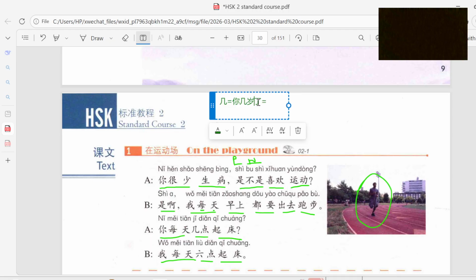And then for people above 10 years, 50, 20, instead of 几, you use 多.